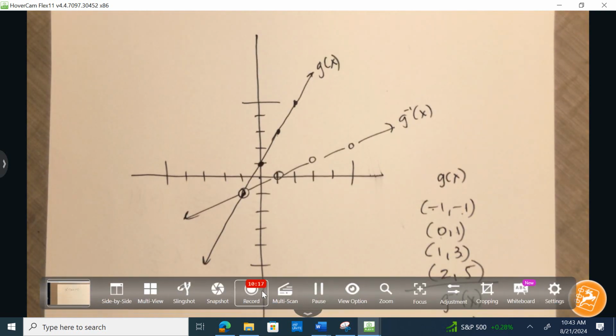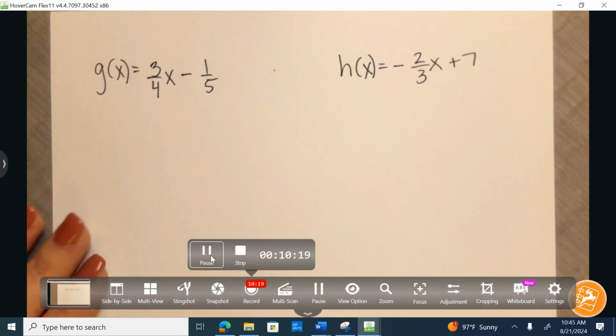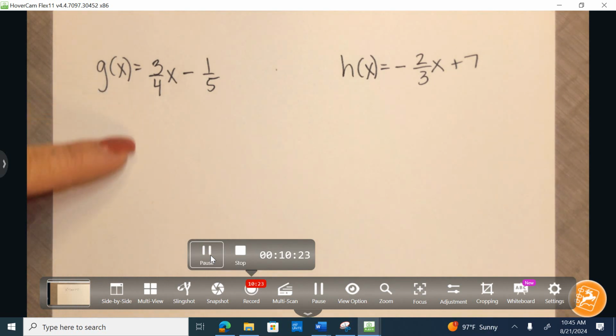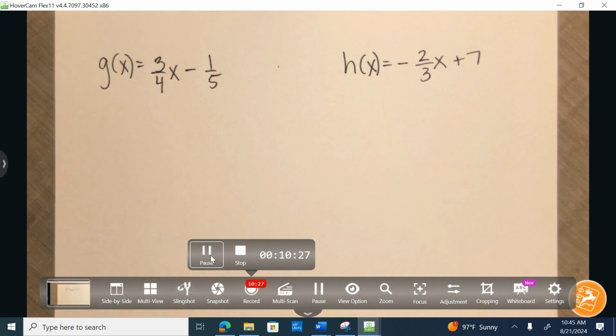Turn to your partner. I would like you to find, as practice, do the procedures to find the inverse of g of x and the inverse of h of x. Working with your partner, please begin.